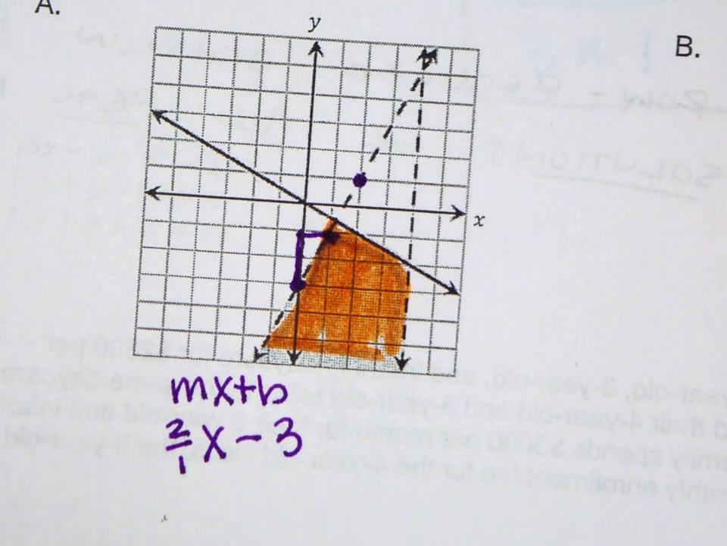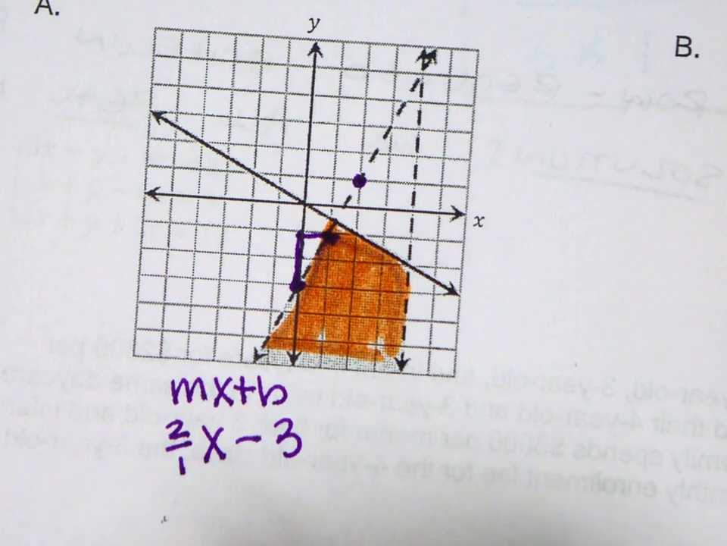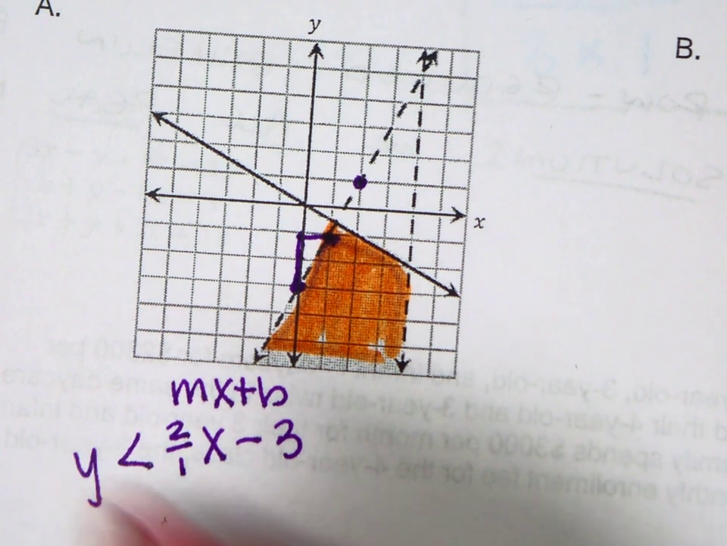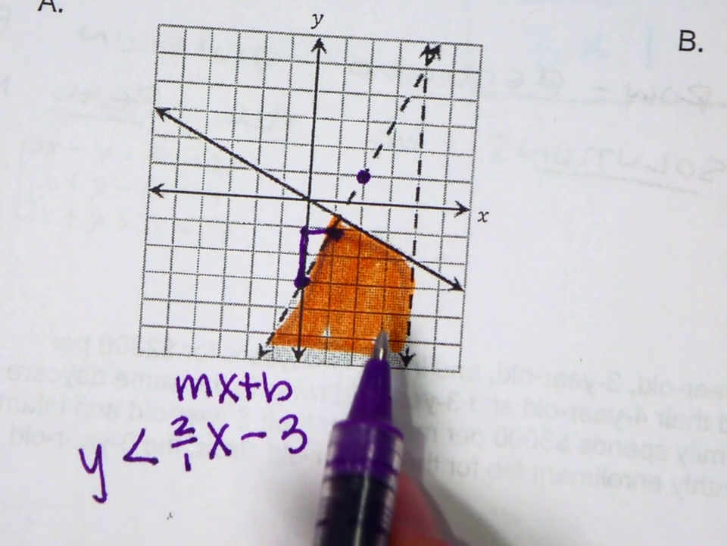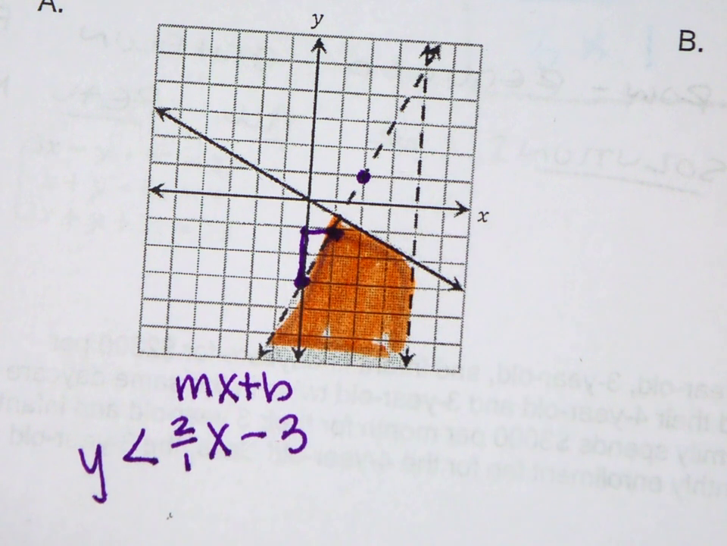All right, here's my shaded area. So it's below my line. So this is going to be less than. All right, and it doesn't have the line underneath because this is dotted. So there's one of my lines.